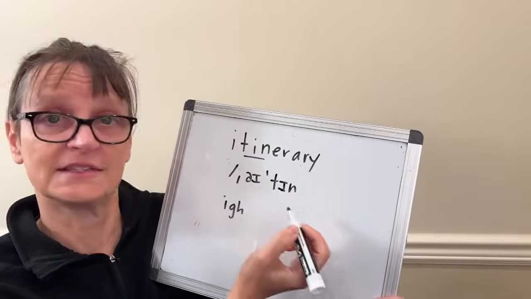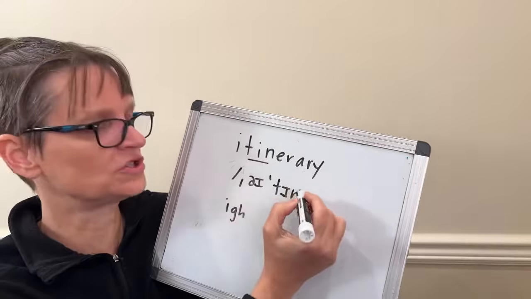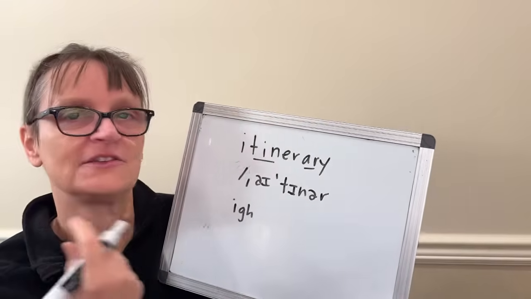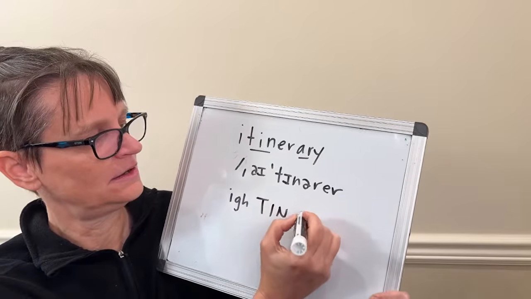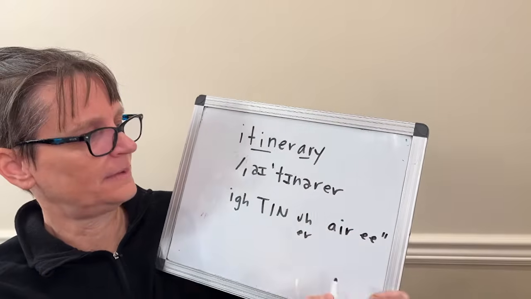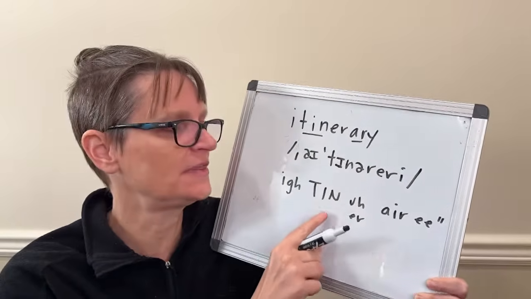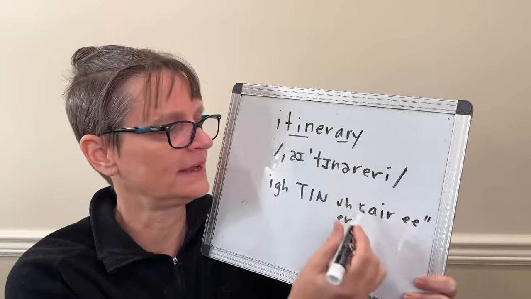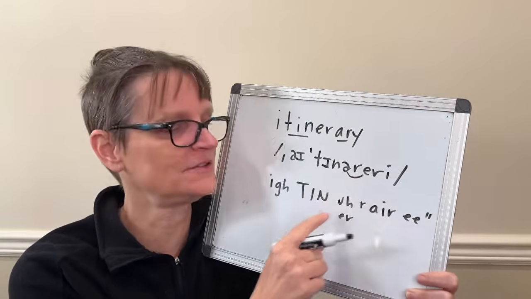This letter I says the I sound. I-tin-er. And then we have a schwa with an R. The letters AR in itinerary say the air diphthong. So we have I-tin, air, E. Our final Y says the E sound. So the reason I wrote it two ways here is that you can think about itinerary two ways. Either way, this R connects the schwa and the air sounds.